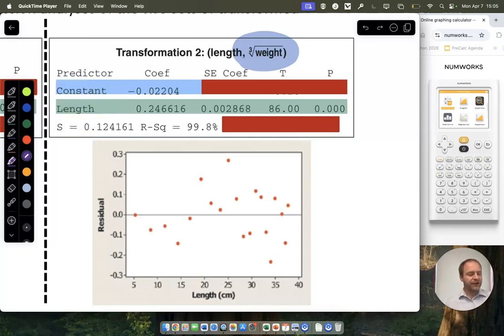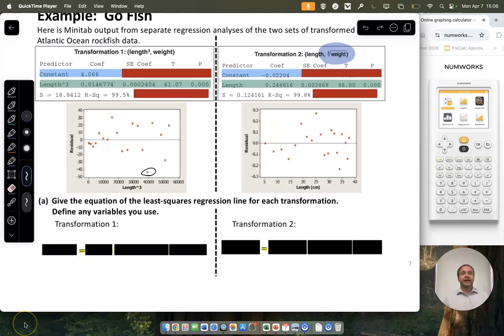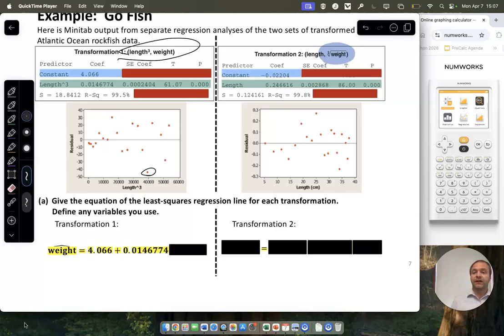And I had the residual plot in that case. Let's look at the equations for both of these. Transformation 1, remember that is where the x value is length cubed and the y value is weight. Again, we can see it right up here. And so I'm looking at this. That means my weight hat equals my y-intercept 4.066. In this case, my slope is positive, so plus 0.0146774 times my x value.